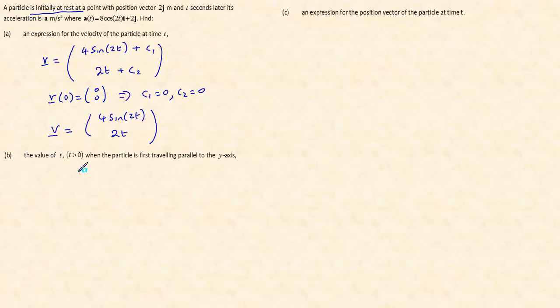We want to find the value of t when the particle is first travelling parallel to the y-axis. So parallel to the y-axis means that the horizontal component of velocity would be 0. So we'll have 4 sine 2t is equal to 0. So we want t greater than 0. The next time the sine is 0 is at pi, and for 2t to be equal to pi, that means that t would be equal to pi by 2.